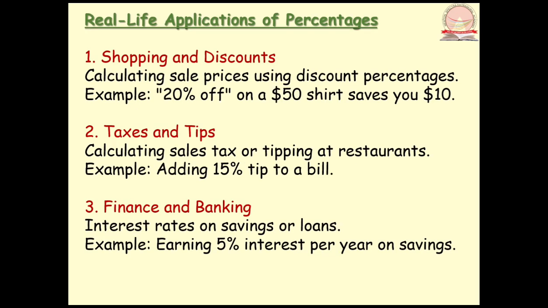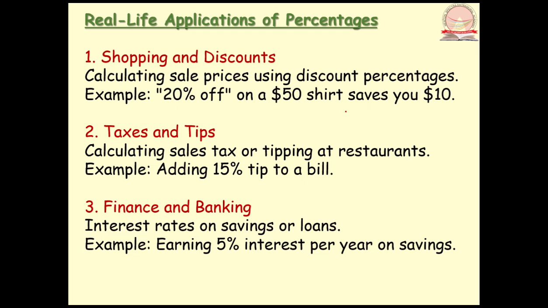Now let's discuss the real life applications of percentage. We use percentage in shopping and discounts. For instance, if you are given 20% off on a shirt that costs $50, this simply means that you are saving $10 out of the $50 that you were meant to pay initially. So the amount you are going to pay after the 20% off is going to be $40.